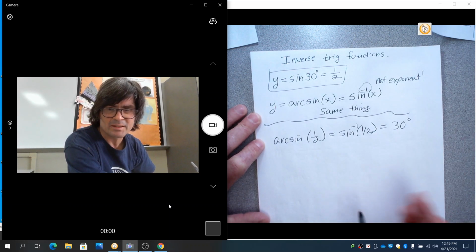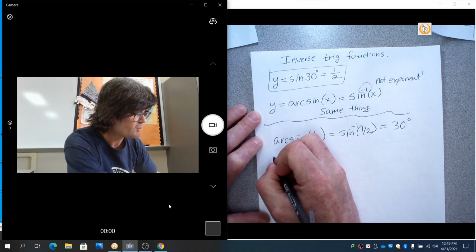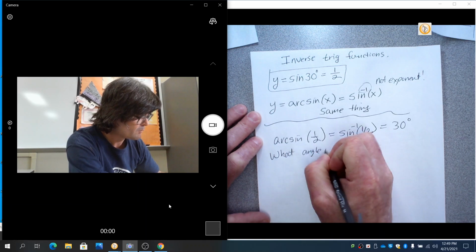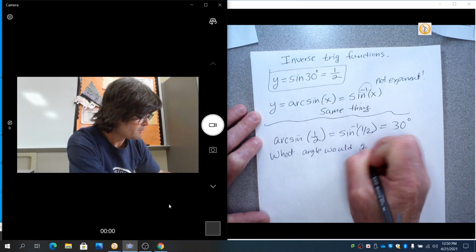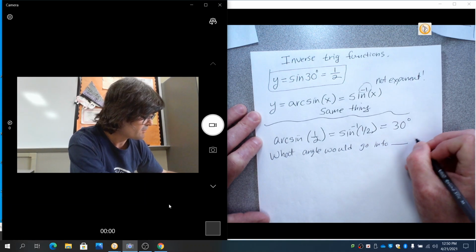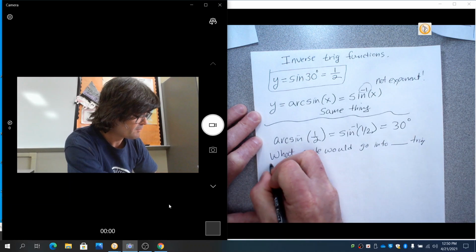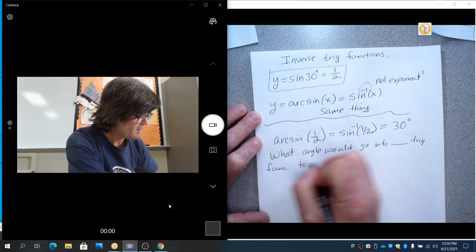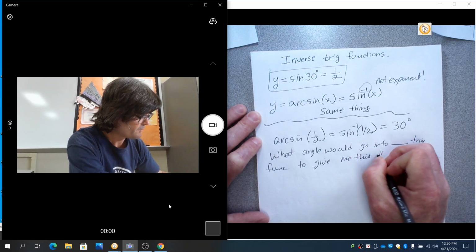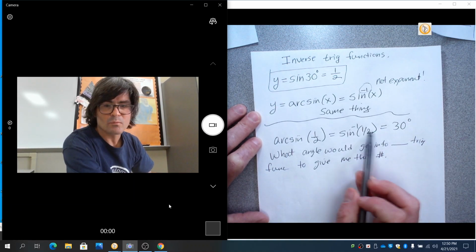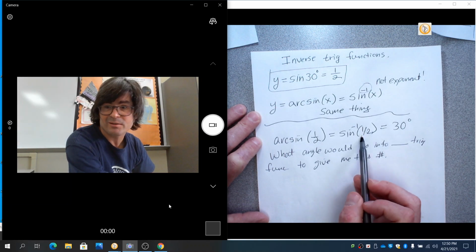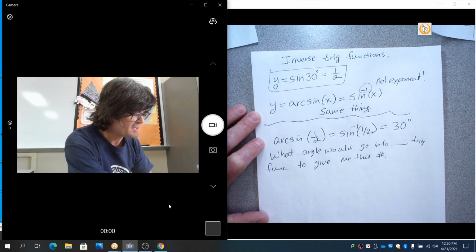There's a little more to it that I'll get into, but the inverse trig function is a question. What angle would go into a trig function, sine, cosine, whatever, to give me this number? What angle goes into sine to give me a half? So it's 30 degrees. That's just the very basics of an inverse trig function.